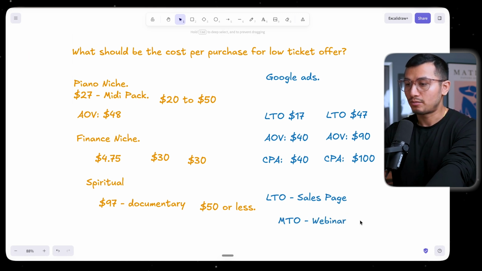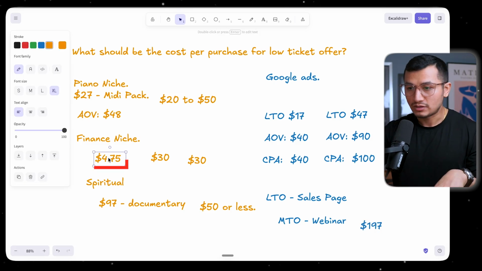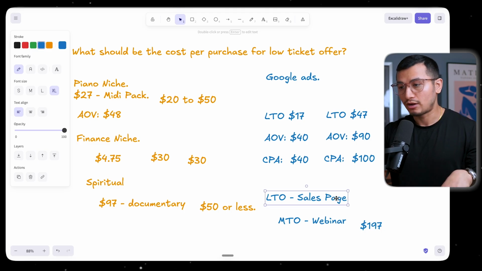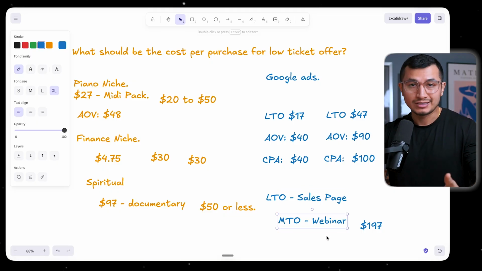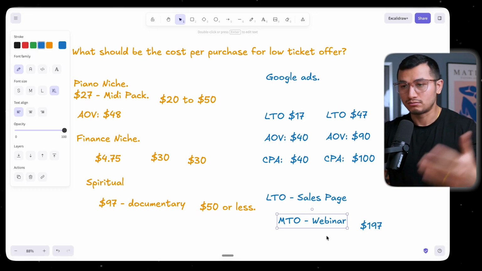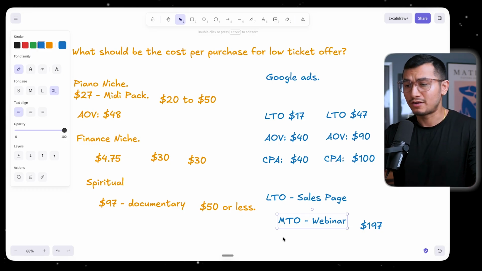And the mid-ticket offer price point starts around, I would say, $197. So if you go from $17 to $40 or $47 to $97 price point, the higher the price point, the more expensive and harder it is for you to profit from that funnel. And that's when people go from sales page to webinar to a one-on-one sales call to a whole different, you know, some people do in-person events, selling on stages. So there's a whole lot of different things that happen.